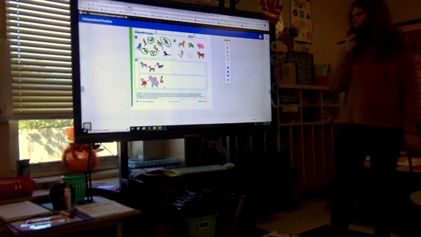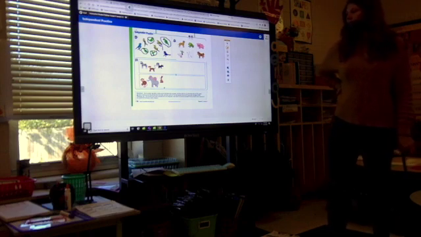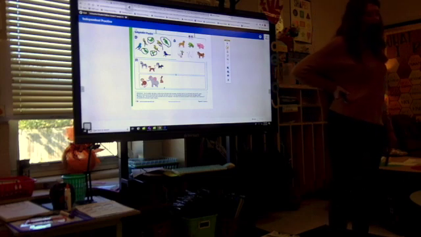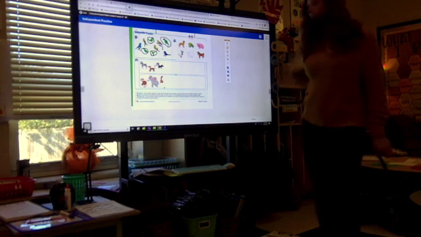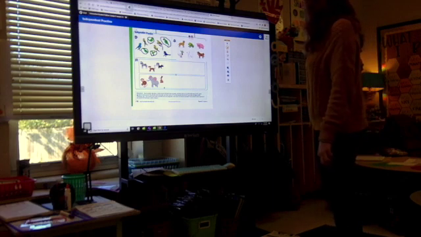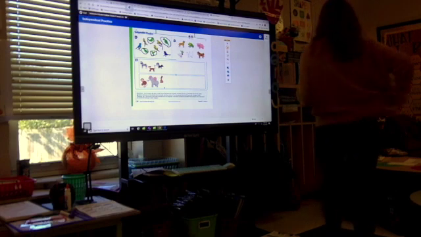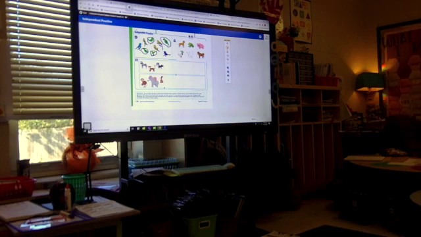Number 7. It says draw a circle around the animals that have tails and put an X on the animals that do not have tails. So you circle. Which ones have tails? Which ones do not have tails? Tails and no tails.